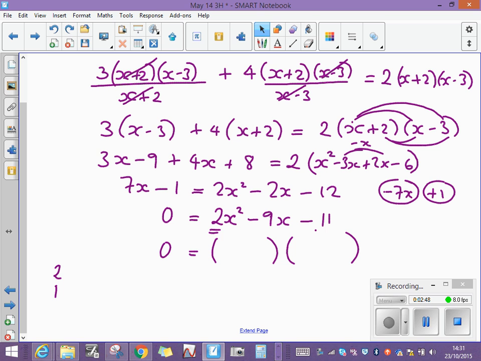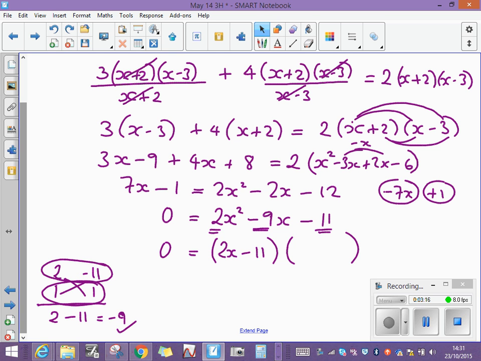Then I look at the minus 11, so I want 2 numbers that multiply to make minus 11. Let's have minus 11 and 1. I'm now going to multiply, crisscross style. 2 times 1 is 2, 1 times minus 11 is minus 11, and 2 take away 11 is minus 9. Because that number, the minus 9, is the same as this, it means that my 2 brackets must be 2x minus 11 in one of them, and the 1 and the 1 gives me x plus 1.